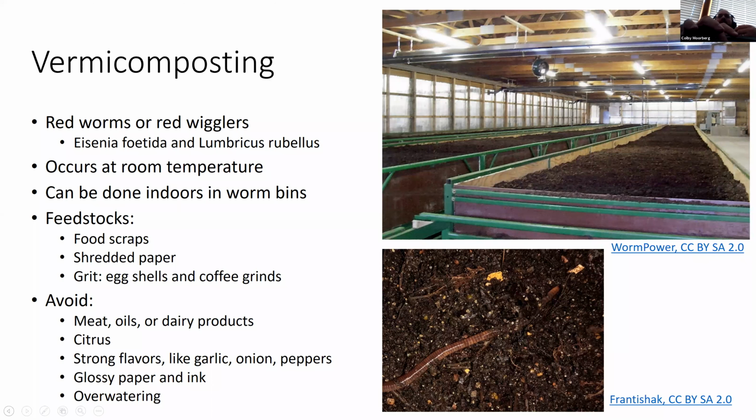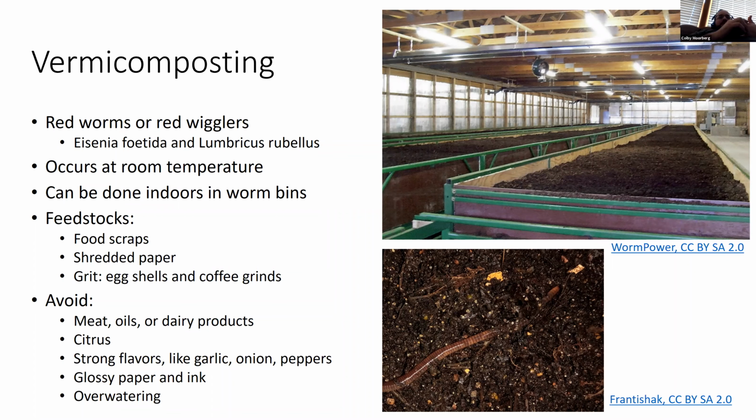Or it can be done at an industrial scale, like you see in the picture on the top right. In both cases, we're just using red worms to decompose food scraps and other raw materials and produce some highly valued vermicompost worm castings. And the food that we give to these worms includes food scraps.